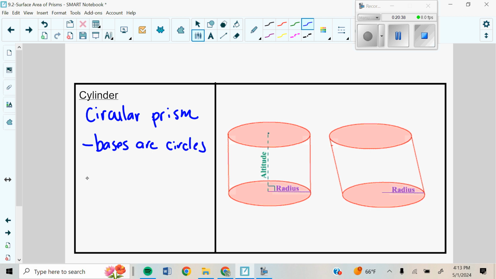And let's talk about what the side or the lateral face is. So think about this as like a soup can, and the lateral face is the label. So if you opened that label and you peeled it off, what shape is that in? It's a rectangle. So its side or its lateral face is a rectangle.